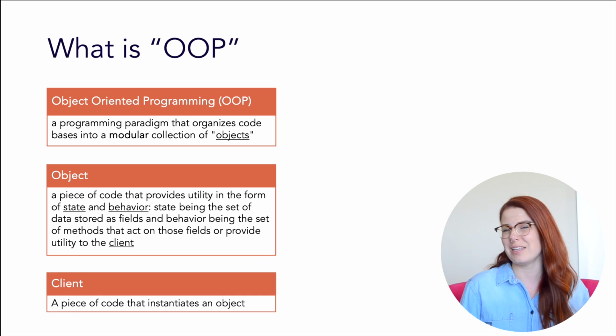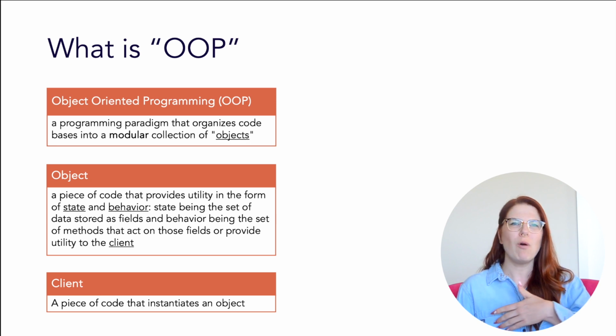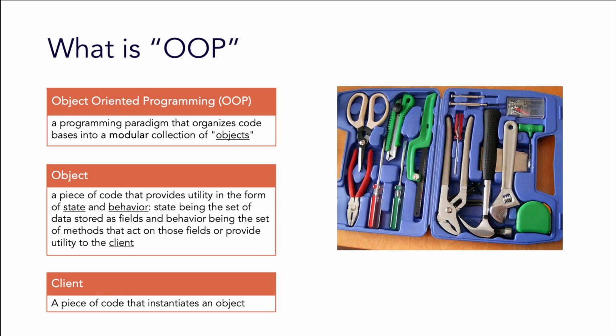So I like to think of OOP as one big toolbox where we've taken all of your code and we've nicely organized it by its functionality. Everything has a specific role, and you know exactly where to find what you're looking for when it's time to leverage that functionality. So your entire code base looks like this nice collection of well laid out tools.